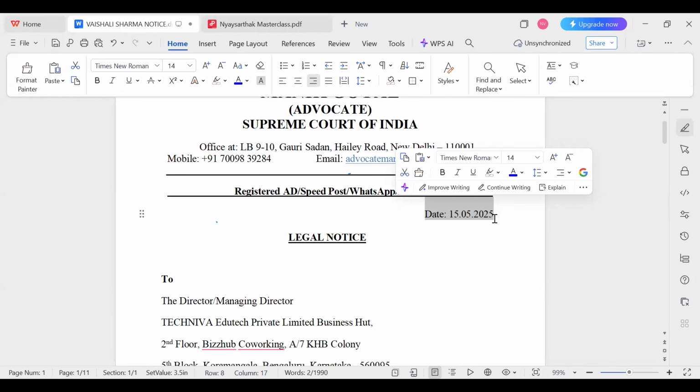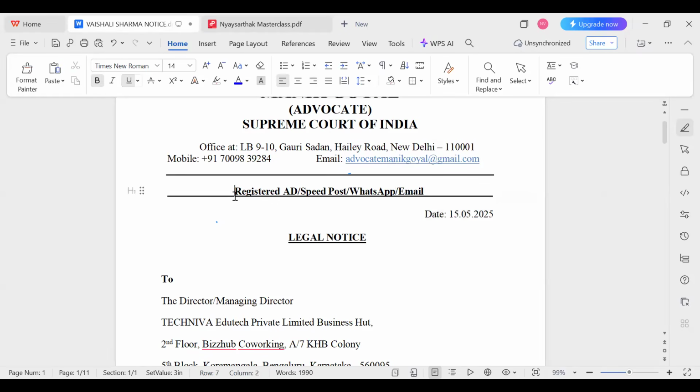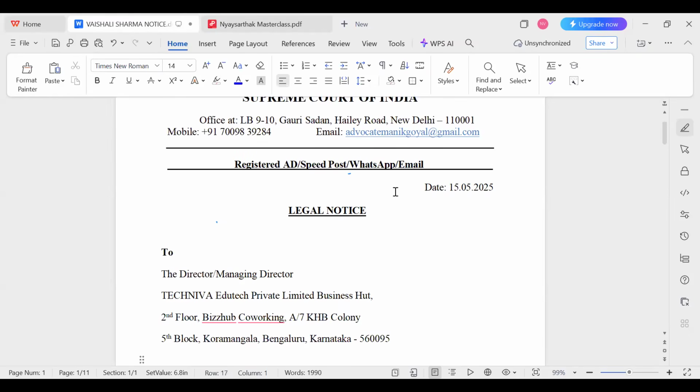There is no issue with the credibility of the legal notice. But we should mention it in the legal notice. Which thing should you mention? Speed post, WhatsApp, email. This is general formatting. You can skip registered AD and instead write speed post slash WhatsApp slash email. Okay. So there is no bar.